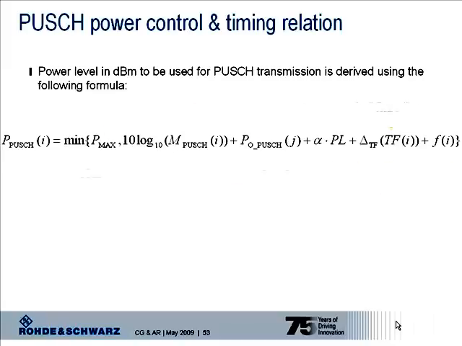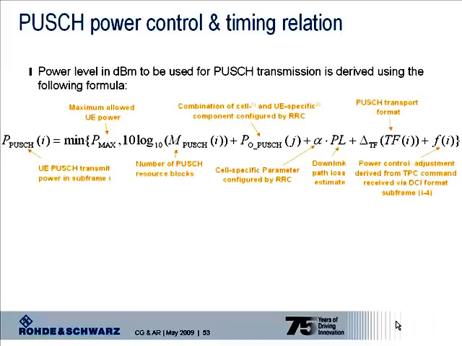Next is that the number of resource blocks is important. A number of cell and UE-specific parameters, provided by higher layers, are taken into consideration, as well as the downlink path loss and the transport format. This information is derived within the DCI format number 0 on the physical downlink control channel, where also the transmit power control information is taken from. We looked here at the calculation of the power level for the physical uplink shared channel.